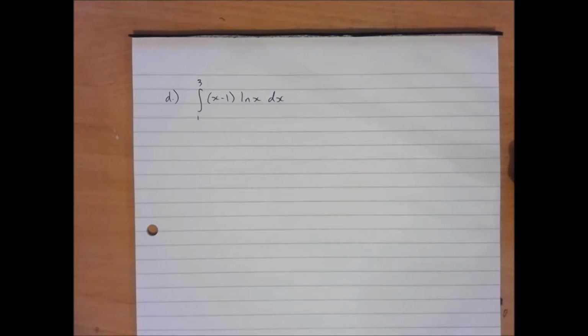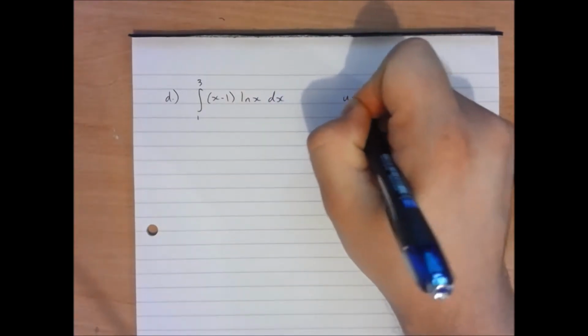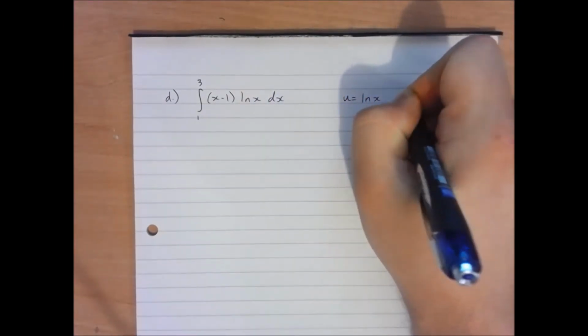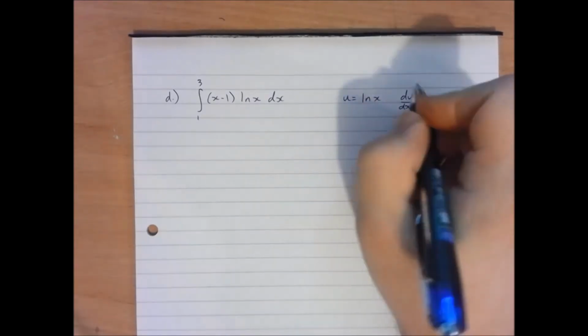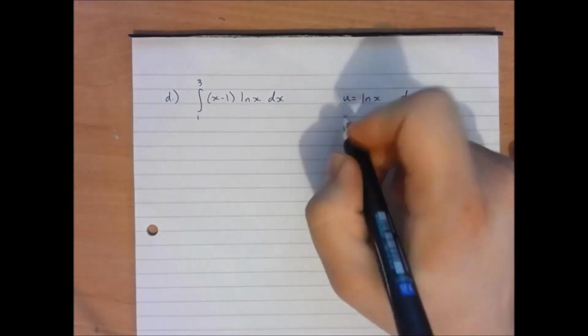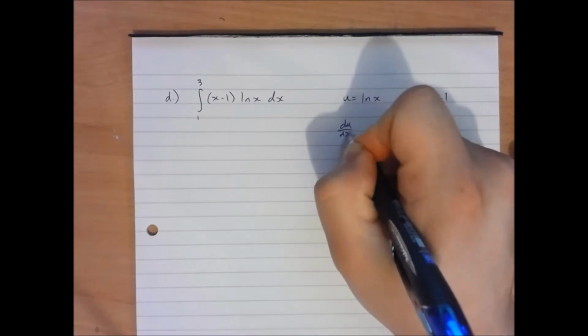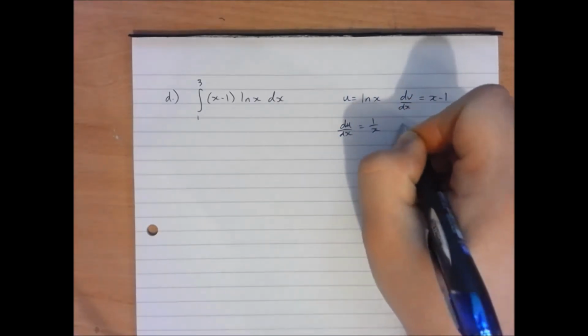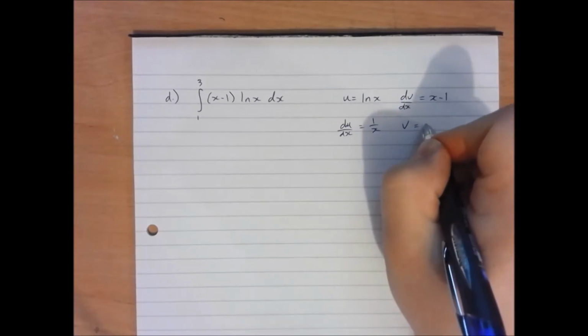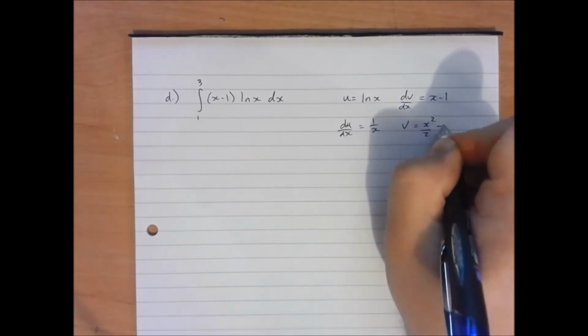In part D, I need to actually do the integration rather than just the approximation that I've done earlier. This is integration by parts. Normally you set u to the polynomial part and dv dx to the non-polynomial part, like an exponential or a trigonometric function. The natural log is the exception, and I'm going to set u equal to log x and dv dx equal to x minus 1. If I differentiate log x, I get 1 over x. If I integrate dv dx, I get x squared over 2 minus x.